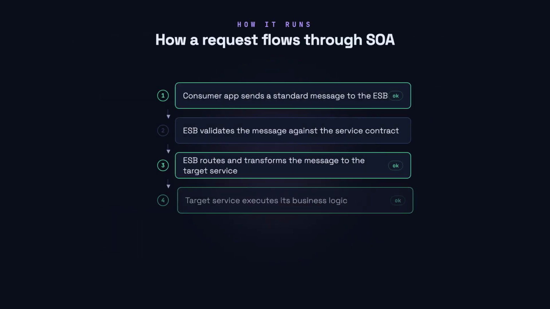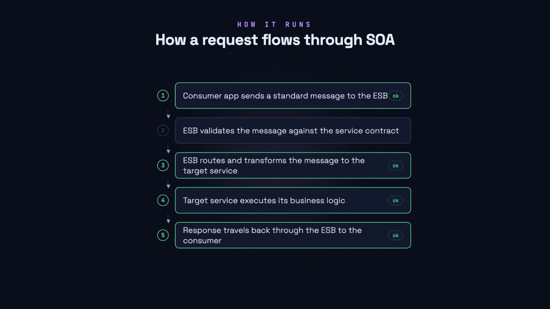Let us trace a real request. Say the CRM application needs to fetch a customer's order history. It sends a standard format message to the ESB. It does not know or care where the order service lives. The ESB checks that the message conforms to the agreed contract, then routes and possibly transforms it before delivering it to the order service. The service runs its logic and returns a response, which the ESB sends back to the CRM. The key consequence here is decoupling. The consumer and the service never speak directly, so either side can change independently as long as the contract holds.